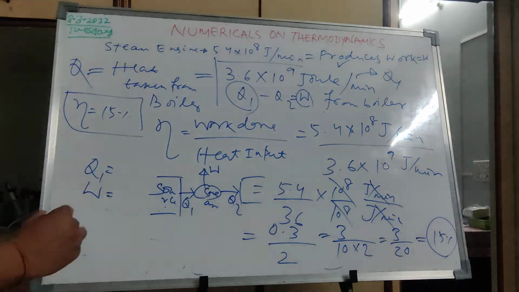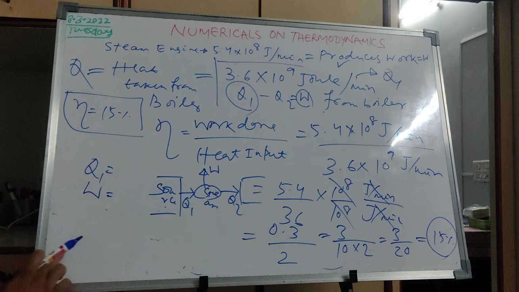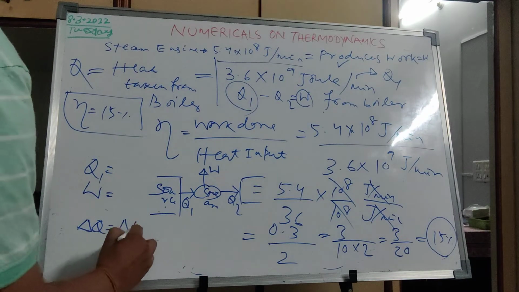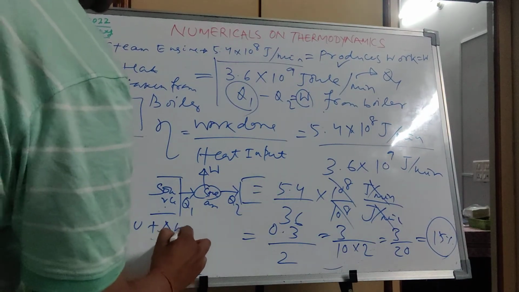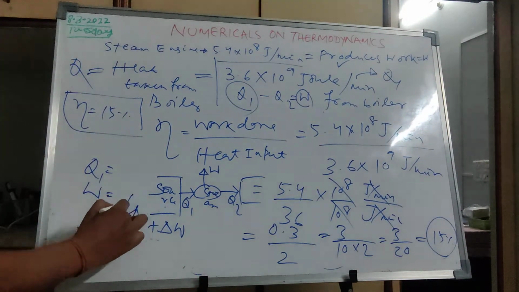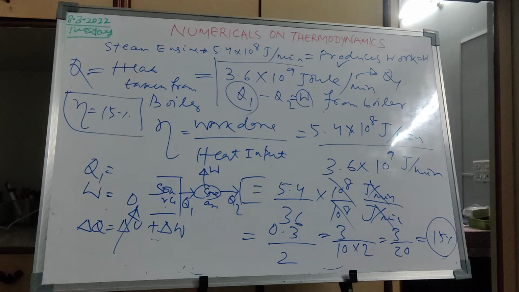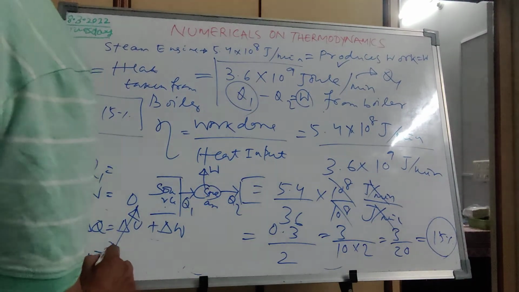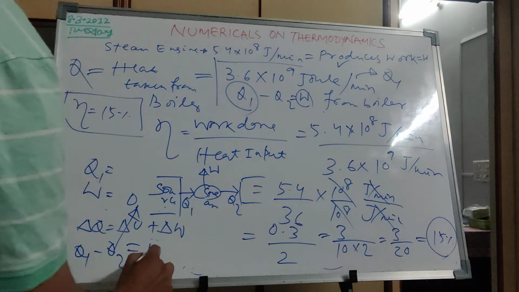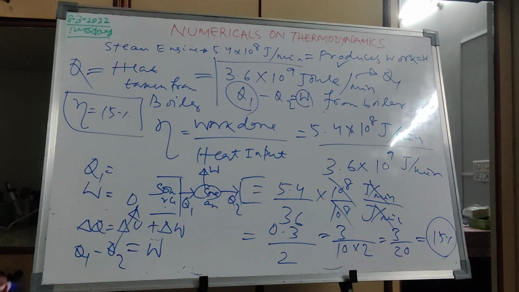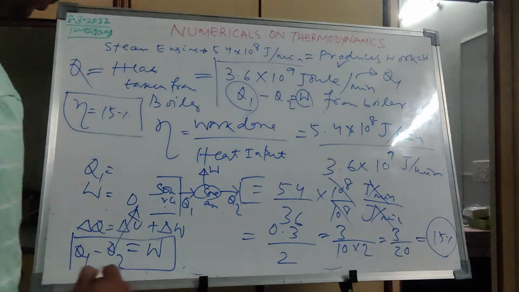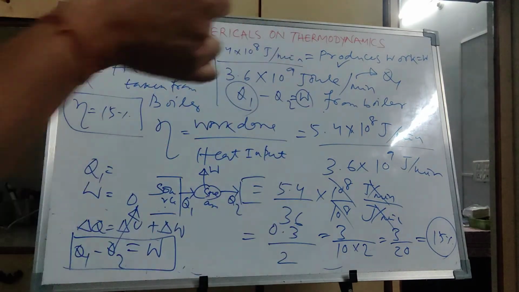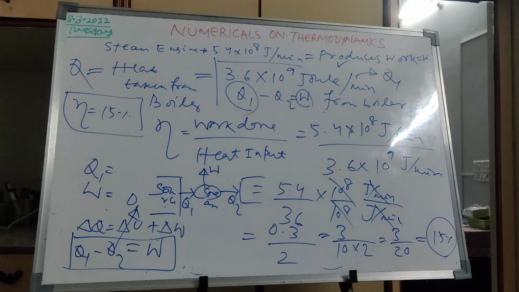Always remember that, because it comes from the first law of thermodynamics. Del Q is equal to del U plus delta W. Del U is zero here because it is a cyclic process. So del Q is nothing but Q1 minus Q2 and is equal to work done. This is very important. Q1 minus Q2 is equal to work done. Now the question is, how much heat is wasted?